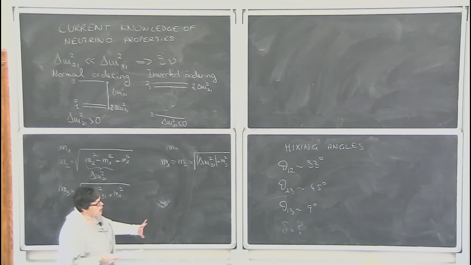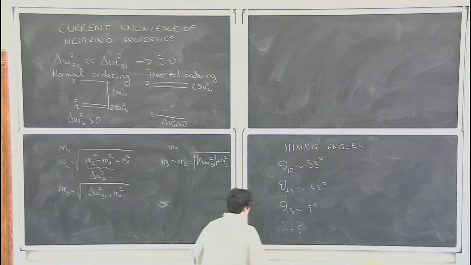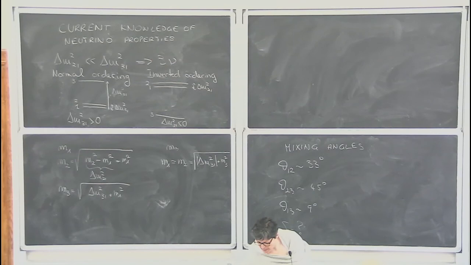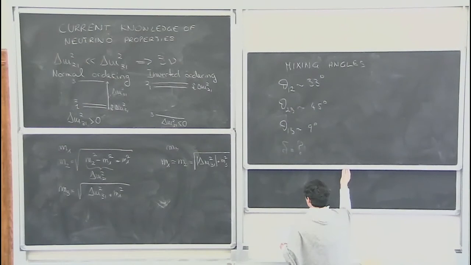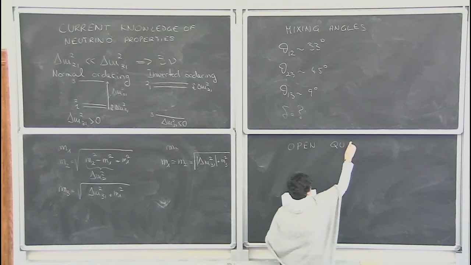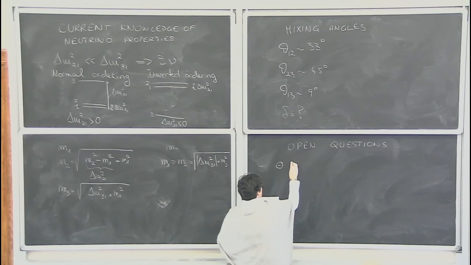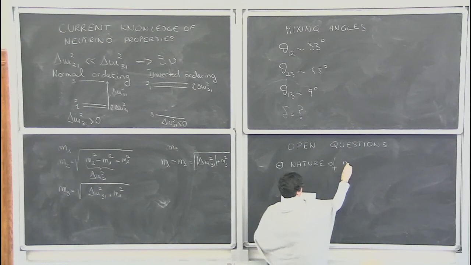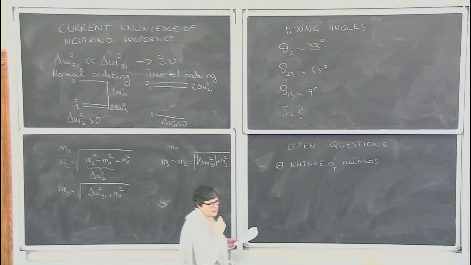What do we still want to understand for the future? How do we need to complete this picture of neutrino oscillations? No, sorry, of neutrino properties. So what are the open questions, in what is my kind of ordered list? Now, first of all, the nature of neutrinos. I discussed this already many times, the Dirac versus Majorana, the link to lepton number violation.